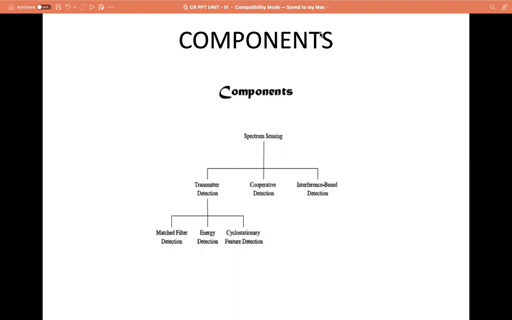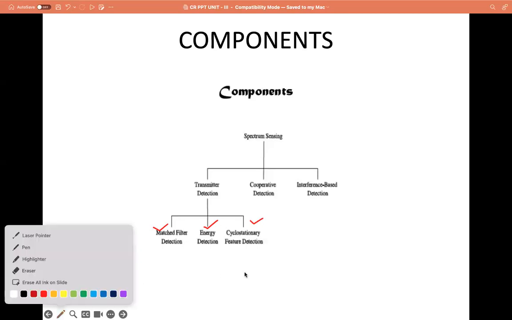So basically, how does an XG user or a secondary user identify that the primary user is using a channel? That is what spectrum sensing is all about. There are different types of spectrum sensing techniques. One such is transmitter detection. Under transmitter detection, we have three types: match filter detection, energy detection, and cyclostationary feature detection, of which we are going to discuss match filter detection today.